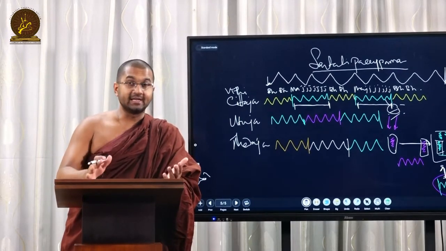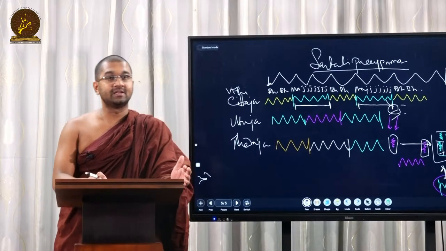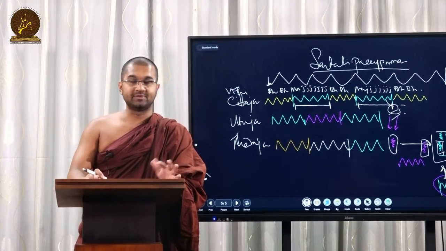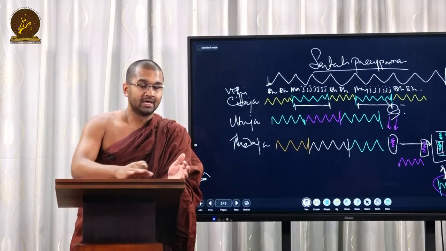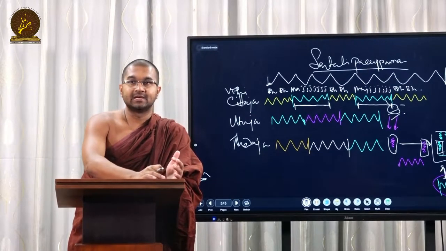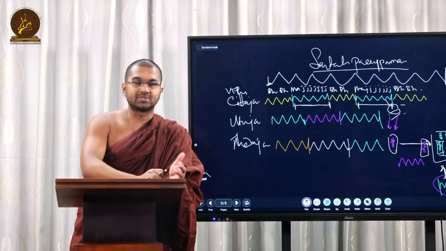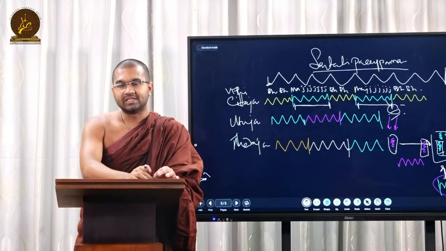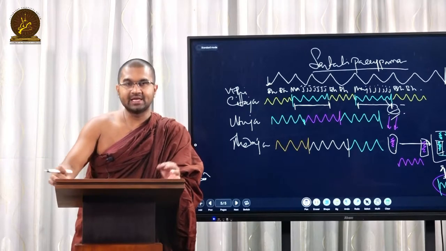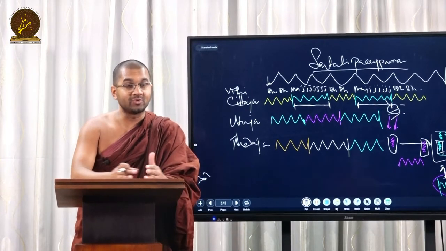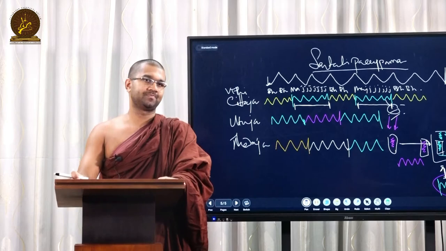Now, there are eight processes happening in one single body, because we don't have both sexes in one body. So, for example, the process of the eye sensitivity, the process of the ear sensitivity, the process of the nose sensitivity, and so forth. So, one process is happening, and it has to be considered as one unit throughout the entire life. That is called Adha Pachupana.